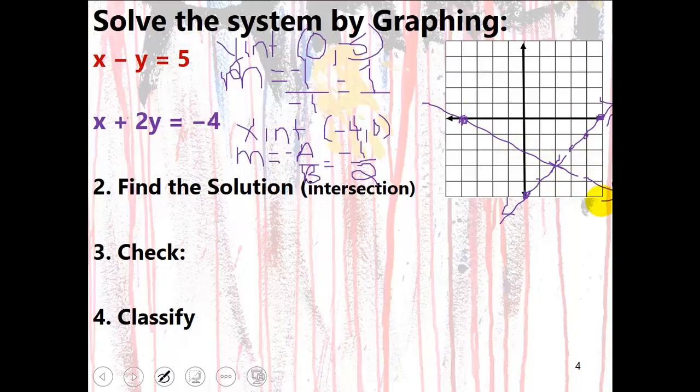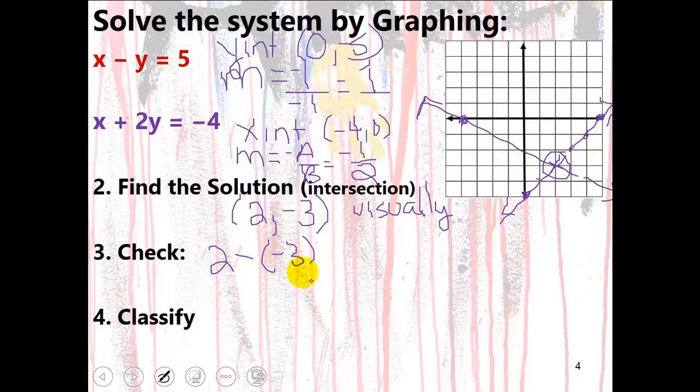And here is my intersection. The x value is 2. The y value is -3. And now I'm going to check to see if it works in both equations. That's what I got visually. So I do 2 minus -3. We want that to equal 5. And we get 2 plus 3 equals 5. 5 equals 5. And that's a check.